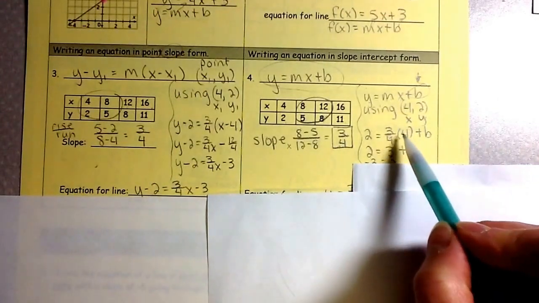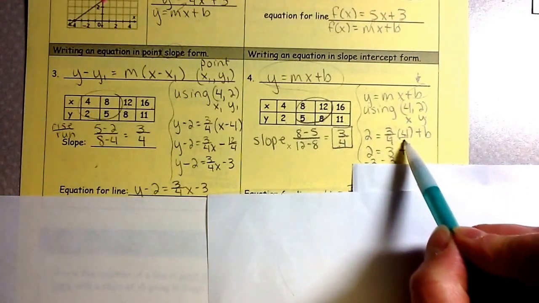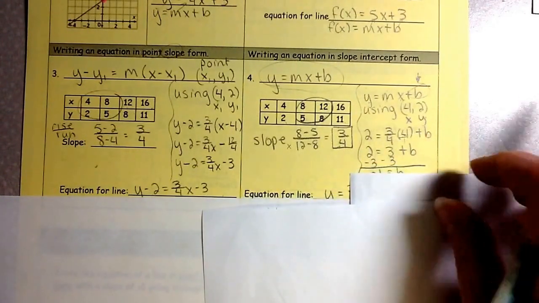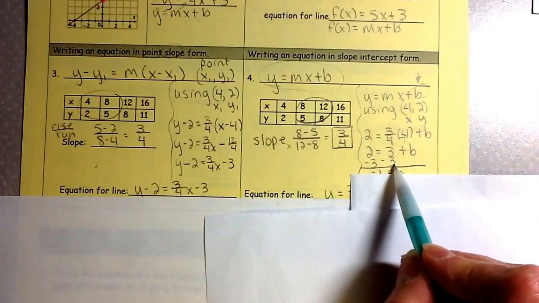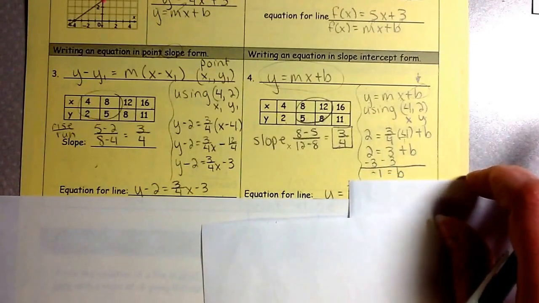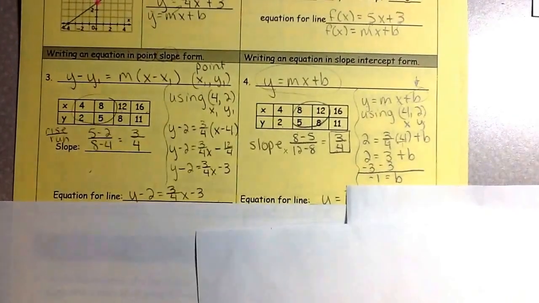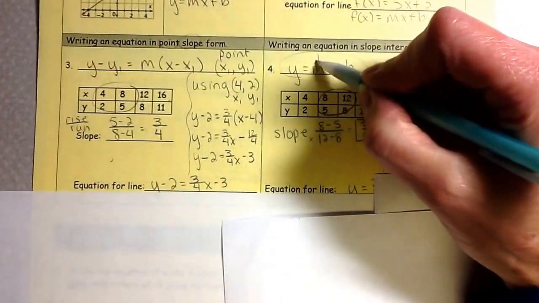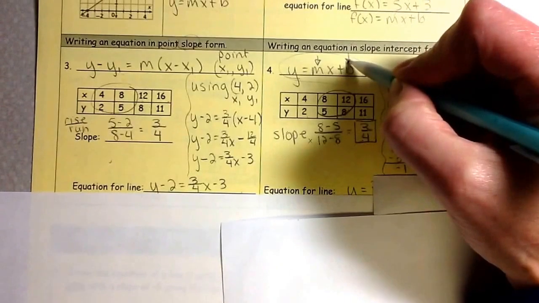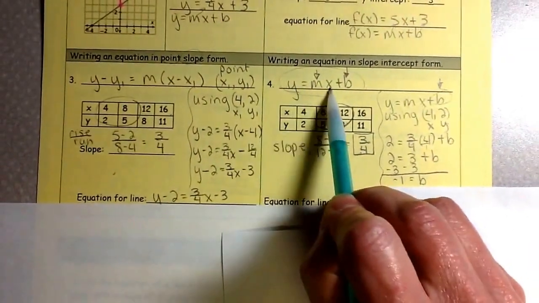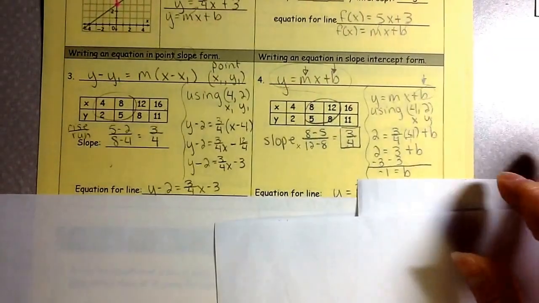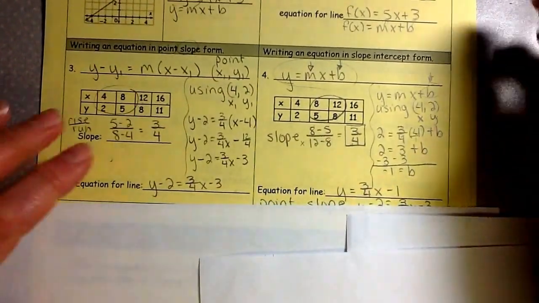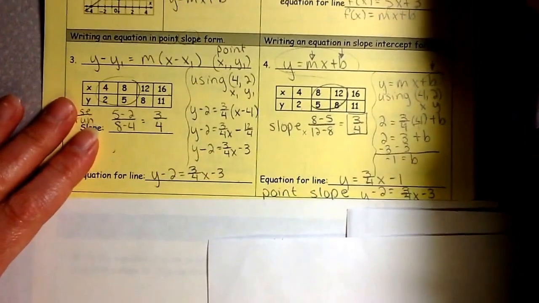So when I multiply 3/4 by 4, this is just like multiplying over 1. I'll get 12 over 4, which is 3. And then I just move that 3 over to the other side, and I have b equals -1. When I'm writing an equation in slope-intercept form, I have to fill in the slope, I have to fill in the intercept, because the x and y will change depending on where I am on the line, but the slope and the intercept will not.